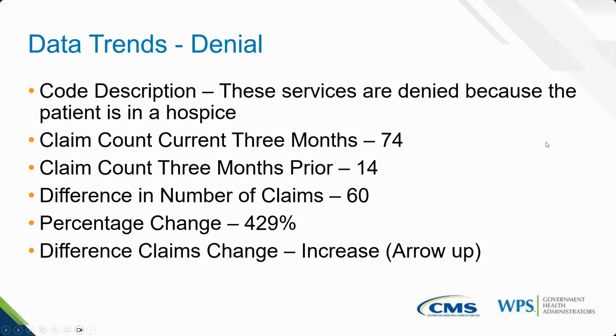Here's what I mean by trending, and this one is a denial trend. These services are denied because the patient is in a hospice. The current 3 months claim count is 74. 3 months prior it was only 14. The difference in the number of claims is 60. That's gone up 429% over the last 3 months. So we look at this trending to identify education needs, what it is we need to educate on. Do we have a resource on our website that speaks to this? And so on and so forth. So we can easily see, and there are arrows that point up or down showing increases and decreases in these reports that we can pull from this data dashboard that I talked about earlier.